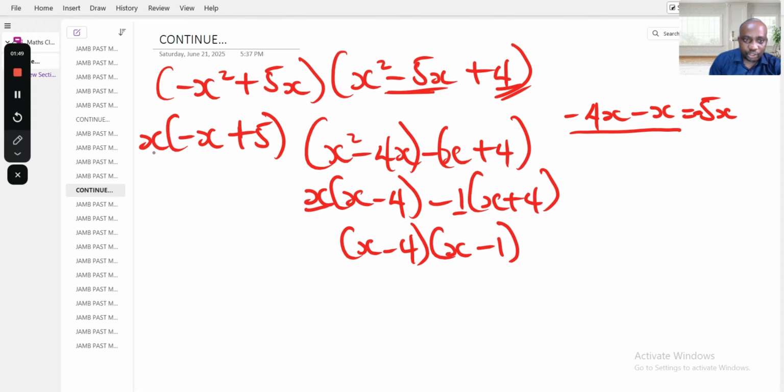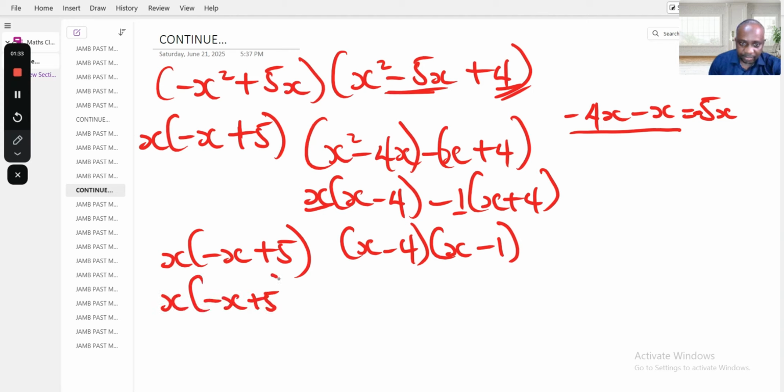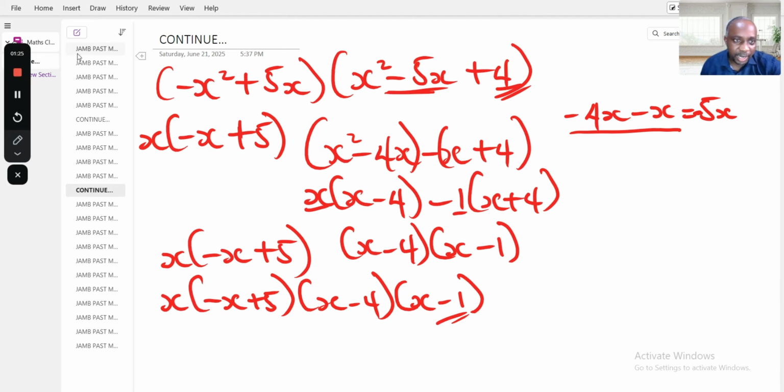Now let's add it together because we factorize this one. Let me bring it down. Minus x plus 5. Yes, this is our final answer. Final answer minus x plus 5, same thing as x minus 4, x minus 1. Let's go to the previous page to check our answer.